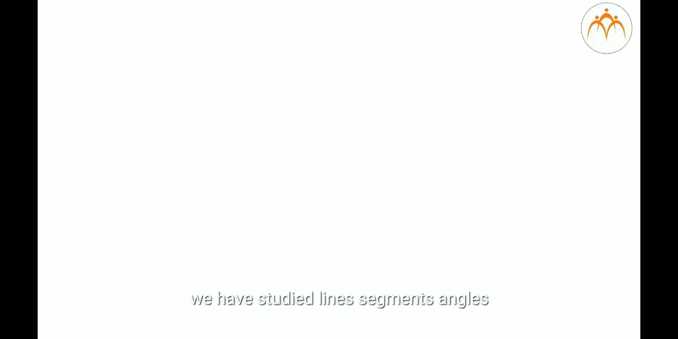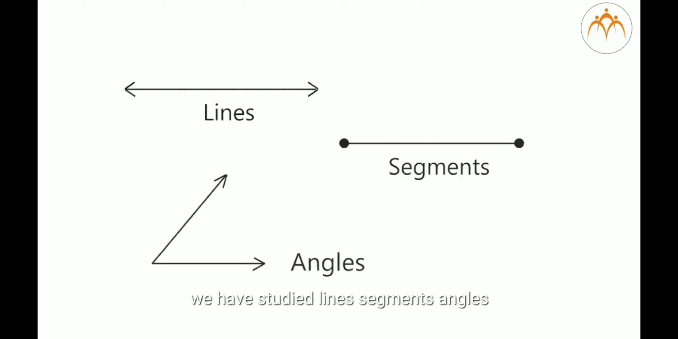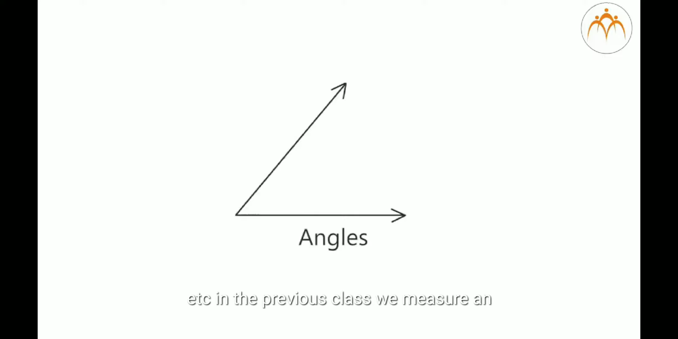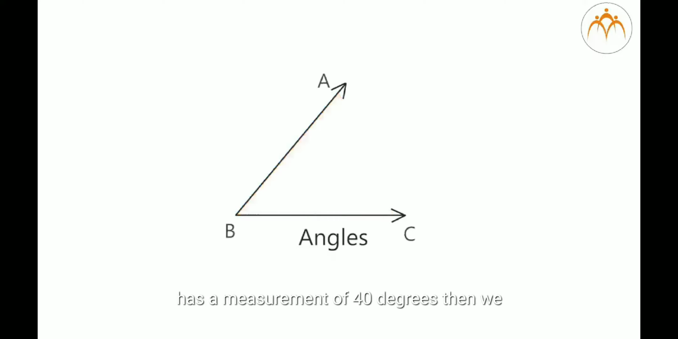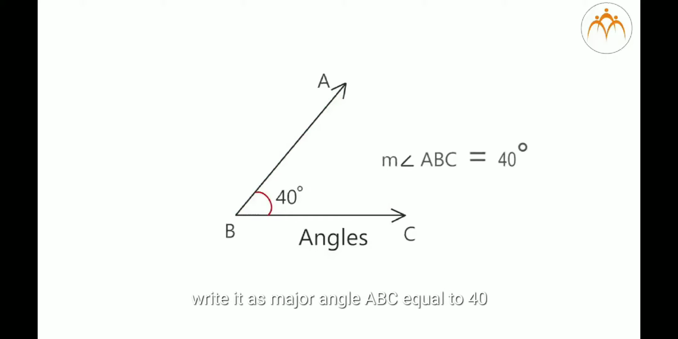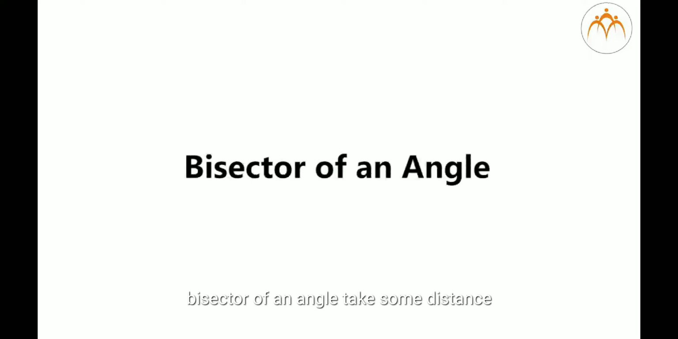We have studied lines, segments, angles, etc. in the previous class. We measure an angle in degrees. Suppose an angle ABC has a measurement of 40 degrees, then we write it as measure angle ABC equal to 40 degrees. We will first learn to construct the angle bisector of angle ABC with the help of a straight edge and a compass. Bisector of an angle.